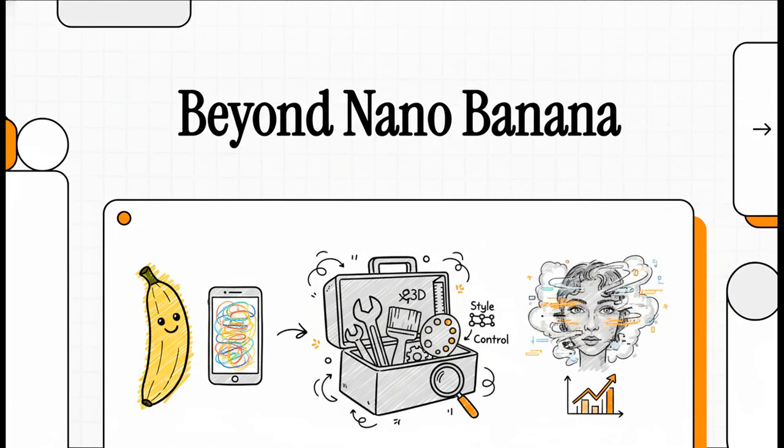All right, let's get right into it. We've all had fun playing with AI image generators like Nano Banana, right? They're super fast, they're easy, and they're a blast. But if you're ready to level up from just playing with AI to actually producing professional work, well, you're gonna need a much bigger toolkit. So today, we're gonna break down the essential tools you need to go pro.